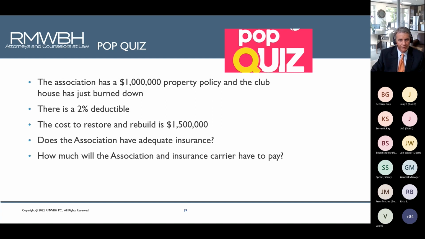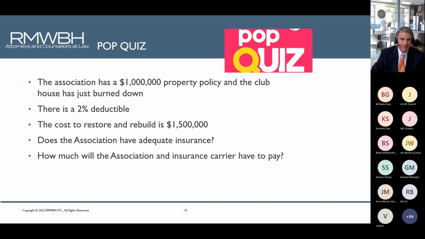Well, the first one's pretty easy. It has a $1 million property policy and the clubhouse burned down and it's $1.5 million to rebuild. So no, the association does not have adequate insurance. They're short, not even getting to the deductible, by $500,000. Again, the reserve study, making sure that the clubhouse was adequately insured for restore and rebuild. So it's short by $500,000.